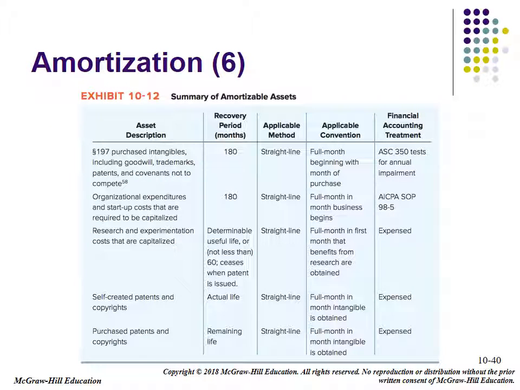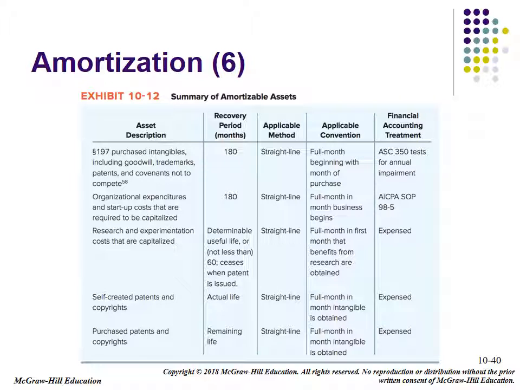Okay, and there's a table to summarize how we amortize different intangibles. So it's very straightforward. It's all straight line. You get a full month even if you purchase it in the middle of the month.